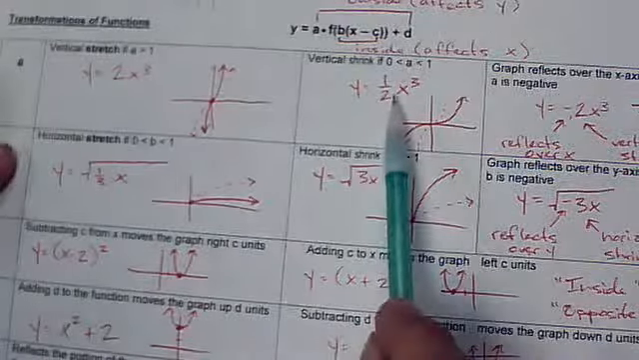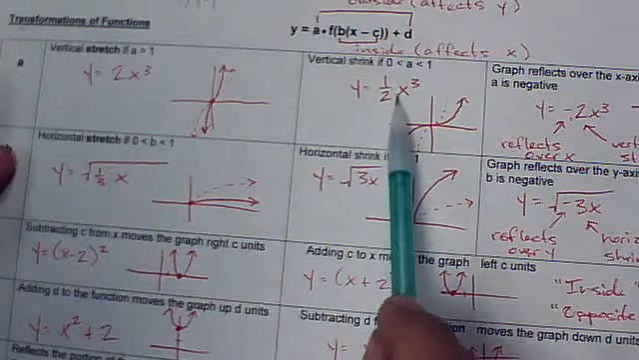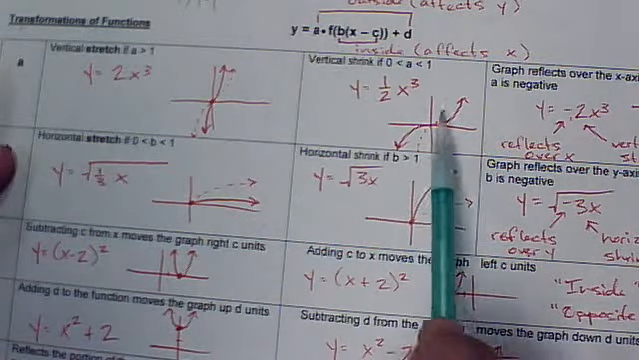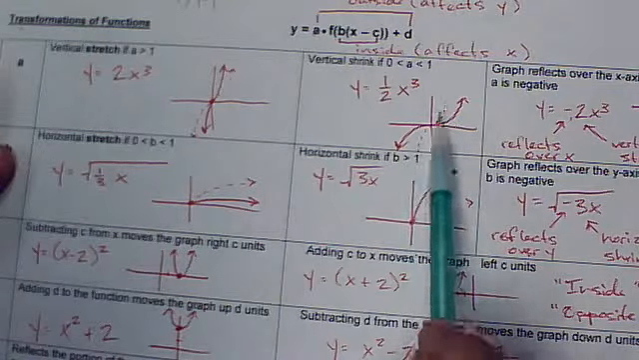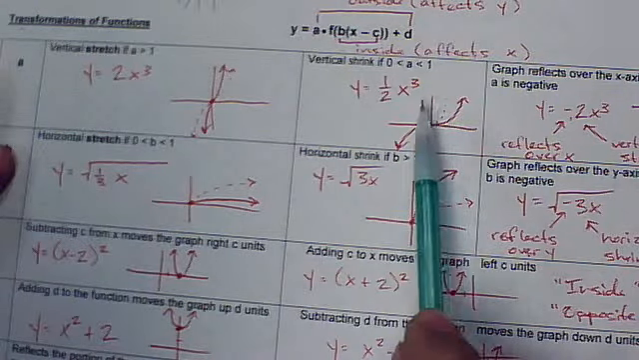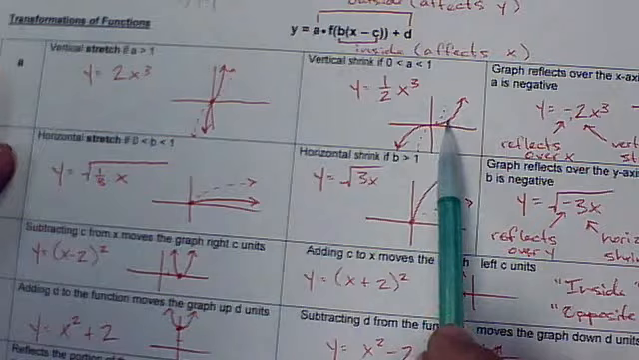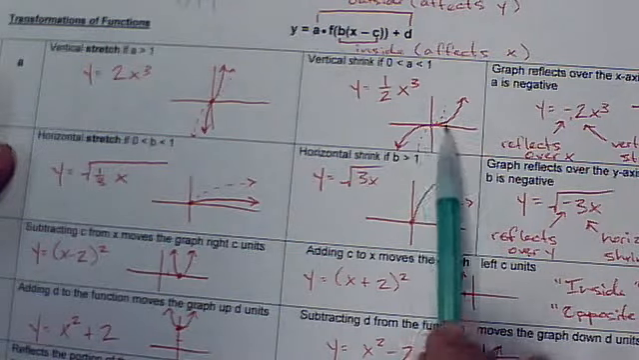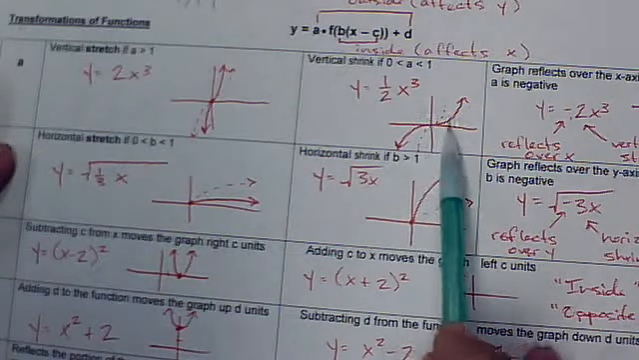Here's an example of when your A is between 0 and 1. Again, the dotted line would be the parent, and if we shrink that vertically, pressing that towards the x-axis, then it would cause it to widen out like this.